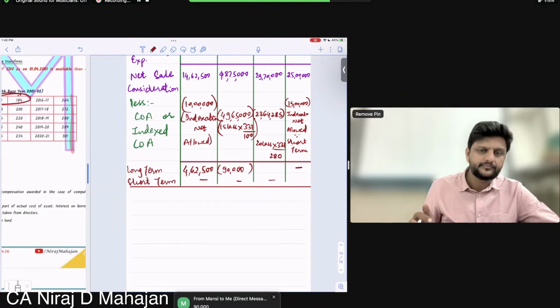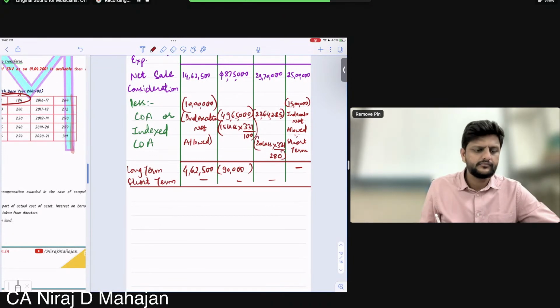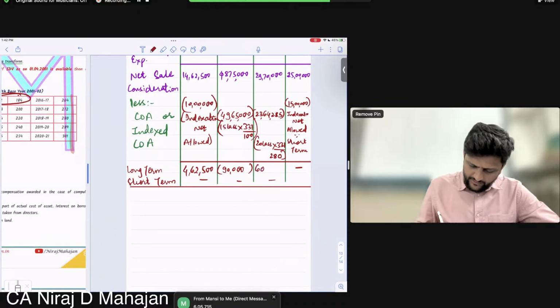Third, 6 lakh 715. And lastly, short-term capital gain 10 lakhs.